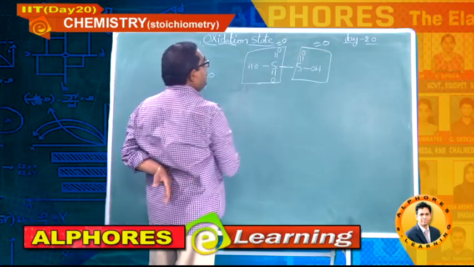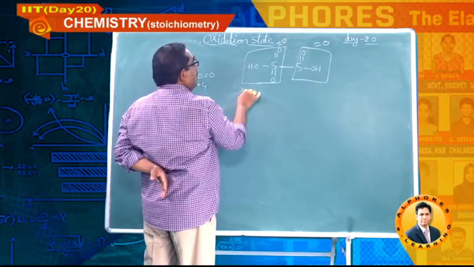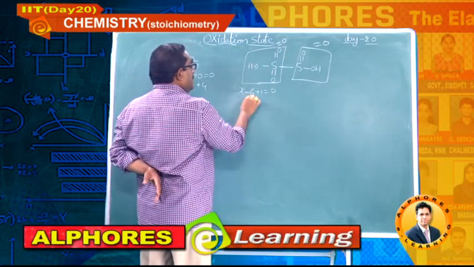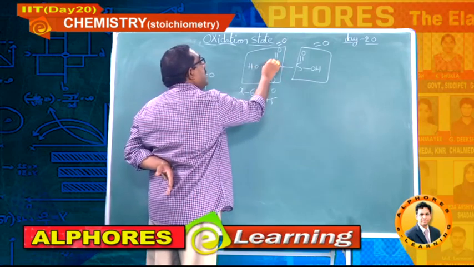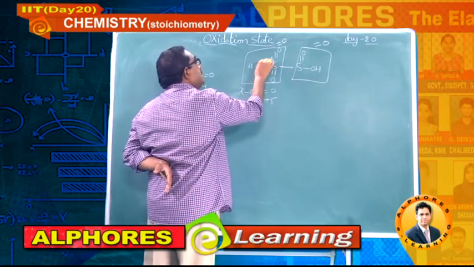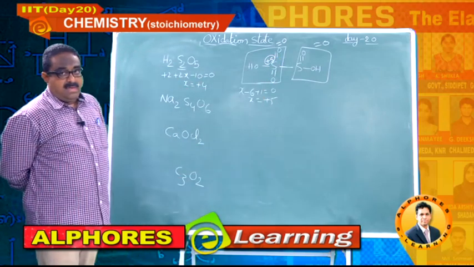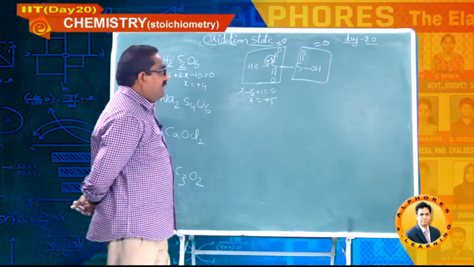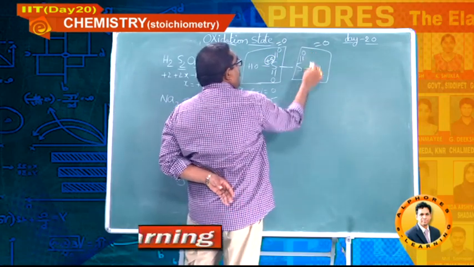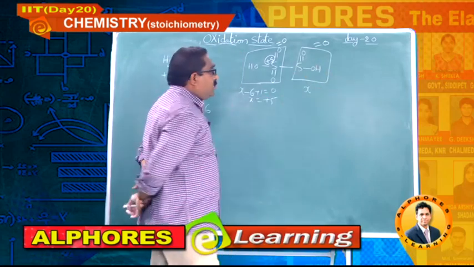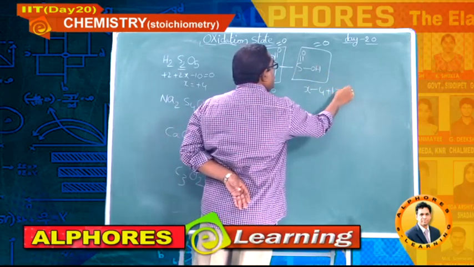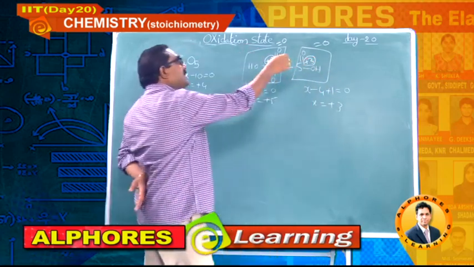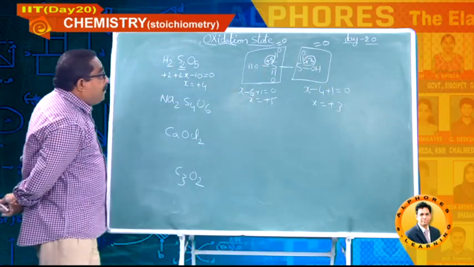Let me calculate. For this sulfur x, 3 oxygens minus 6 plus 1 hydrogen plus 1 equals to 0. So, x equal to plus 5. Here I am mentioning to students, concentrate, plus 5 for the first sulfur. Let me go for the calculation for the second sulfur. Now, x for the second sulfur, 2 oxygens minus 4 plus 1 hydrogen should be equal to 0, x equal to plus 3. So, for this sulfur I mentioned it as plus 3.